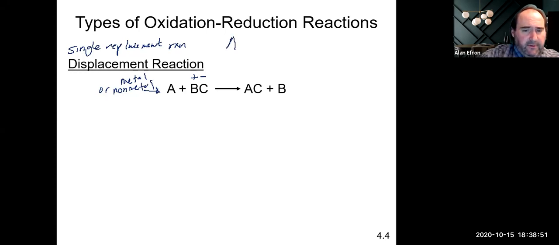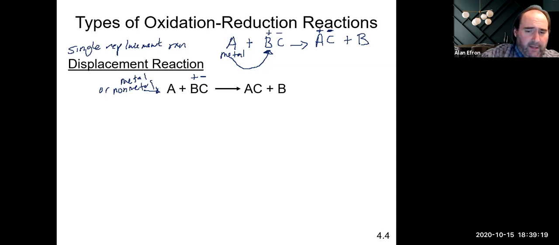But in general, if this is a metal, it has no charge to begin with. But when metals do gain charges, they become positive. So it typically will come in and kick out the positively charged ion. And you'll get a new ionic compound that will form, because the A will then gain a charge. The B will come out and actually have no charge on the back end. And this is one type of single replacement reaction.